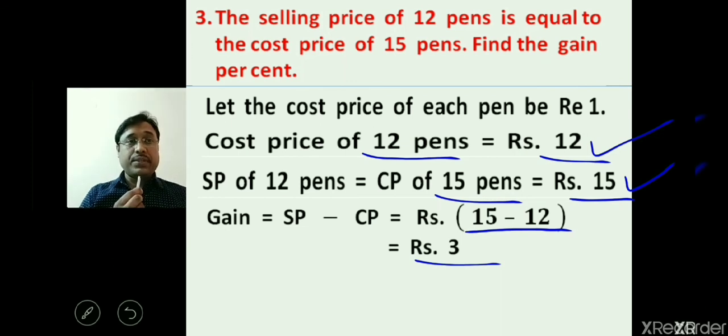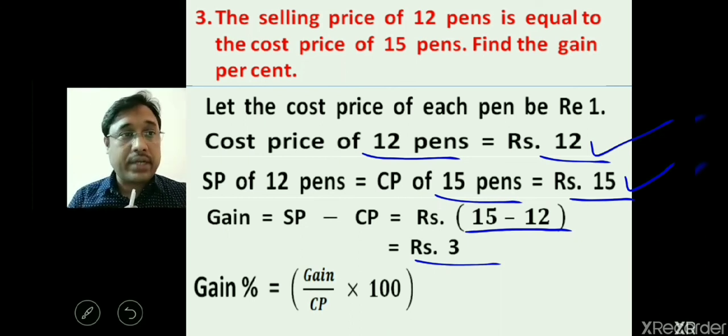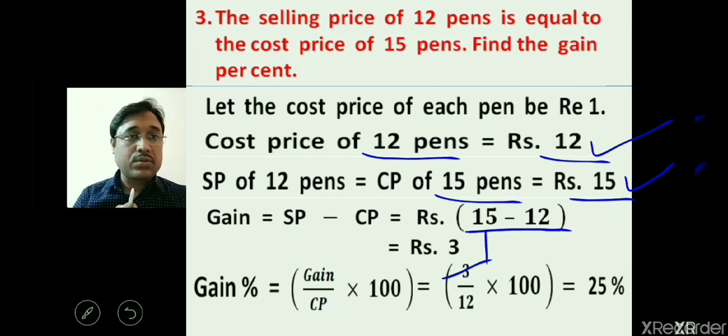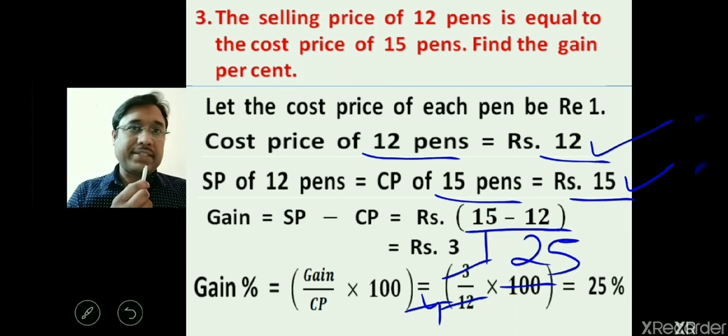Now 3 rupees is the gain, so find the gain percent. You will use this formula: gain percent equals gain by cost price into 100. Gain is 3 rupees, so you will write 3 by 12 into 100. You will cancel 3 into 1 time and 3 into 4 times. Now this 4 and 25, you will cancel, so the 25% answer is coming here. So the gain percent is 25%.